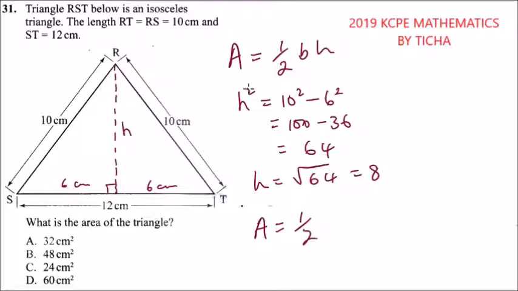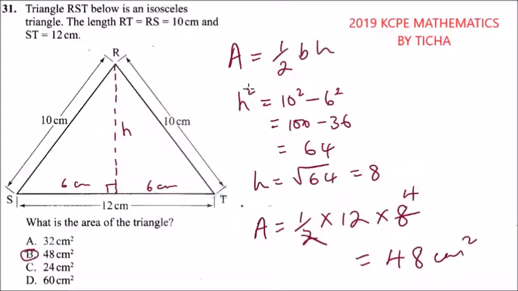Implying area is equal to a half base. The base is now 12, and you multiply by the height which you have calculated as 8. So 2 divided by 8 is 4. 12 times 4 is 48 centimeters squared. Checking the answers, B is the correct answer, so you shade that answer.